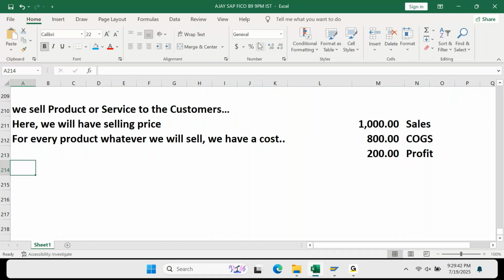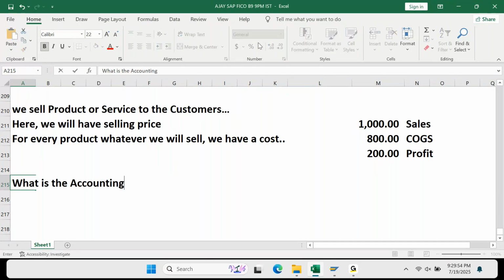Next one. What is the accounting entry for sales?